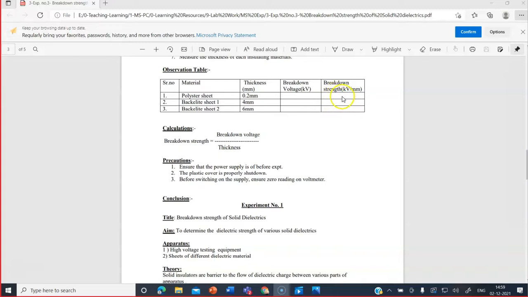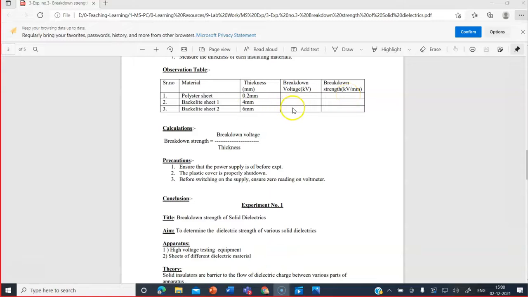Now students, calculate and find out the breakdown strength. If I ask you the question, which material was the best? You should not see only the voltage. You will say that voltage was highest for polyester film, so ma'am, the material is good. No, you should not see only breakdown voltage. You have to see breakdown strength.